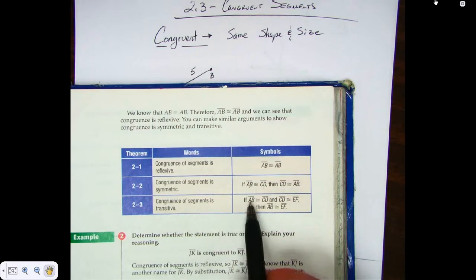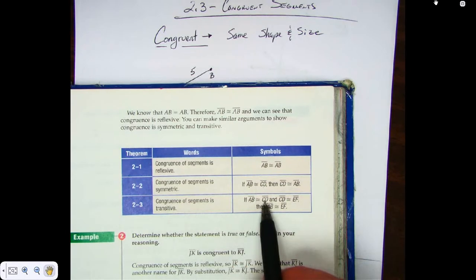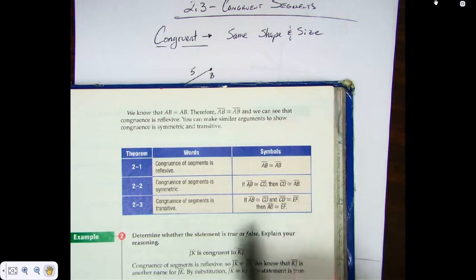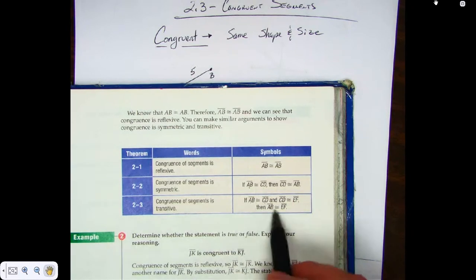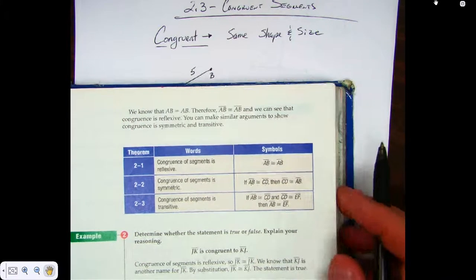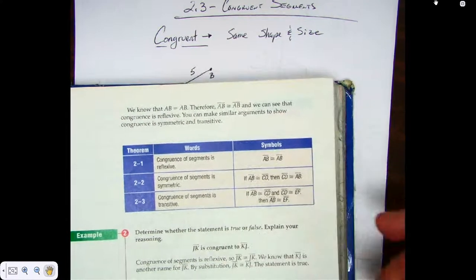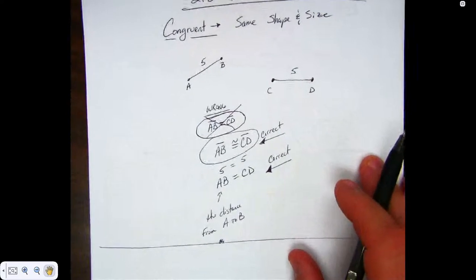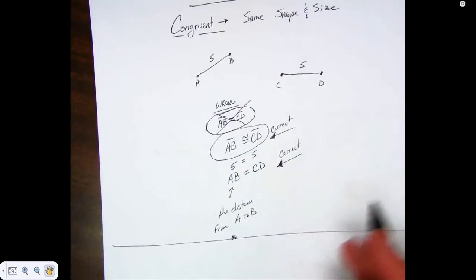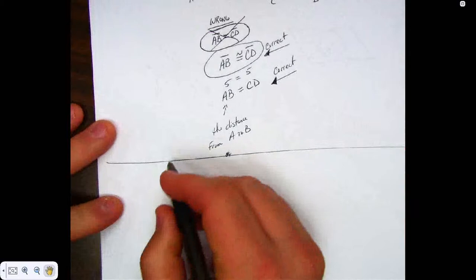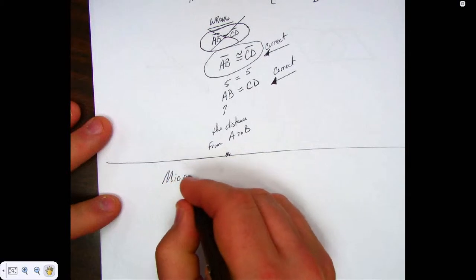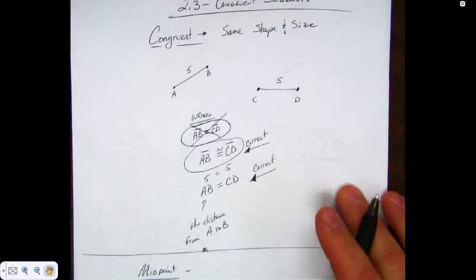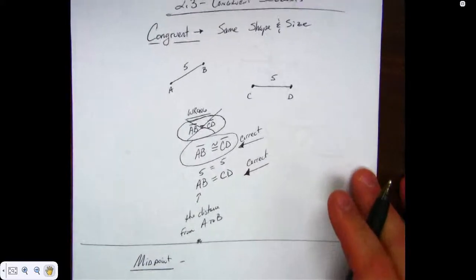And it's transitive. If AB is congruent to this segment and that segment's congruent to another one, then the first and the last one have to be congruent to each other. That's the same thing as the transitive property we did in the last section. I'm not going to go into those a bunch because there's not a whole lot to it. The next thing we're going to talk about is what is called a midpoint. Everybody get that written down who didn't, and then we'll talk about a midpoint.